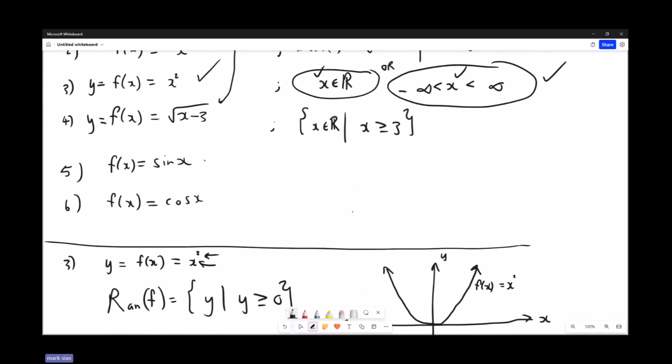Then consider number 5 there, guys. Anyone would like to venture what x values this can be? The values that x may assume? Anyone guess? Again, give it a try. 0 and 360. Okay, so I'm asking, for which real values of x does f of x equal to sine x make sense?